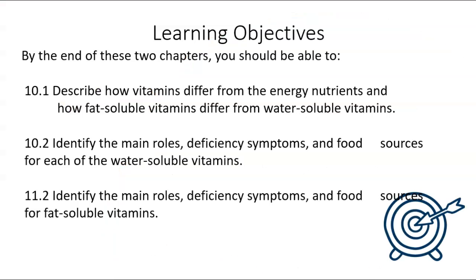By the end of these 2 chapters, you should be able to describe how vitamins differ from the energy-yielding nutrients, the macronutrients, and how fat-soluble vitamins differ from water-soluble vitamins. Identify the main roles, deficiency symptoms, and food sources for each of the water-soluble vitamins, as well as the fat-soluble vitamins.